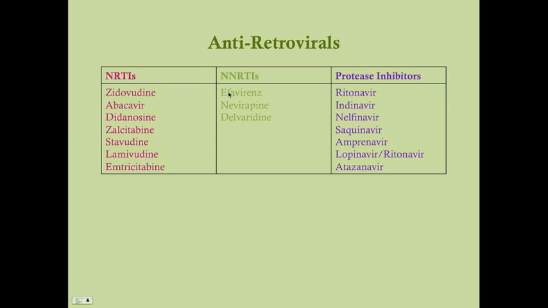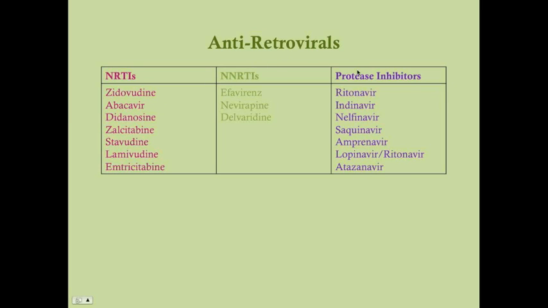Anything that ends in -ine is a reverse transcriptase inhibitor, either an NRTI or an NNRTI. The ones that are the NNRTIs are nevirapine and delavirdine. Everything else that ends in -ine is an NRTI: zidovudine, abacavir, didanosine, zalcitabine, stavudine, lamivudine, and emtricitabine. Abacavir is an NRTI, but it doesn't end in -ine, so that's the one exception.